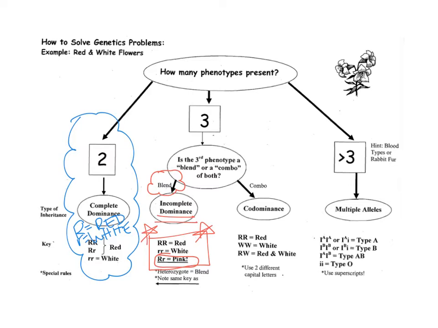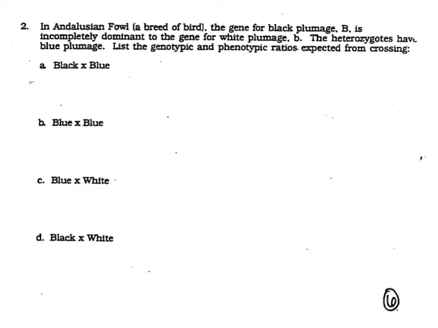Okay, we're going to do a practice problem. If you flip to page 6 in your packet, it will look like this. So they tell you, in Andalusian fowl, a breed of bird, the gene for black plumage is incompletely dominant to the gene for white plumage. The heterozygotes have blue plumage. So the first step is to make your key.